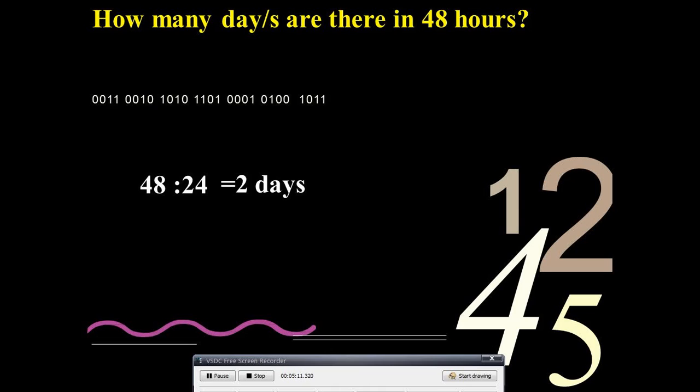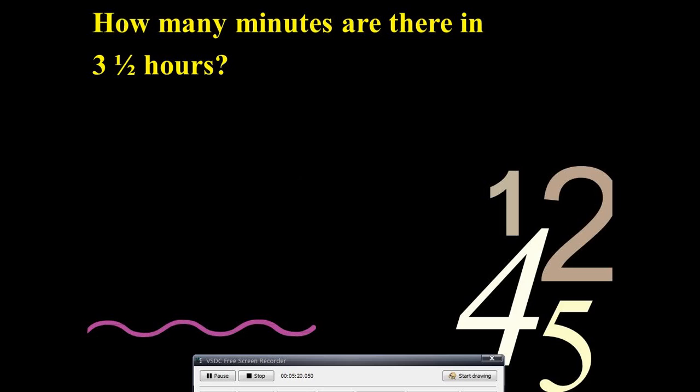Or easier version, we know that if we add 24 and again one more 24, we get the answer 48. So we can use easier version, or we can just use 48 divided by 24 and get the answer 2 days. How many minutes are there in 3.5 hours?